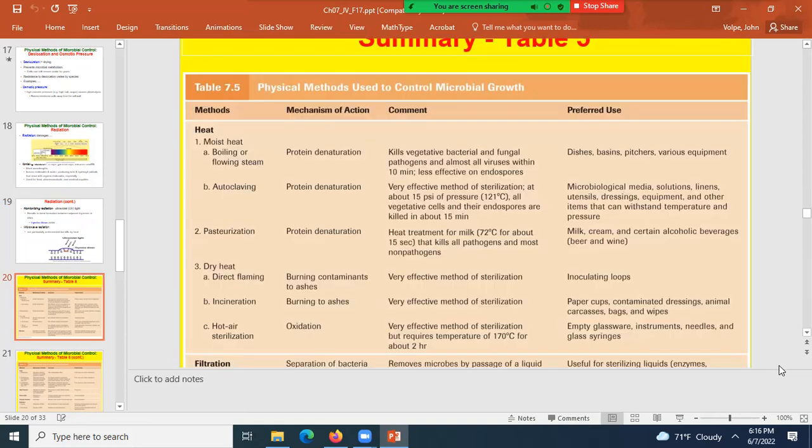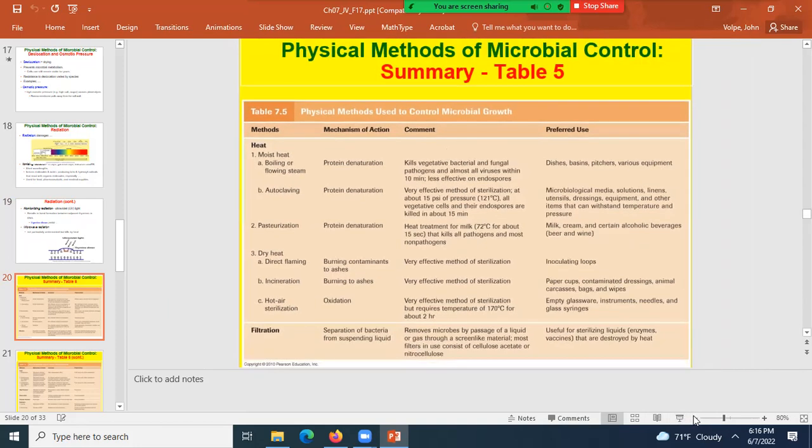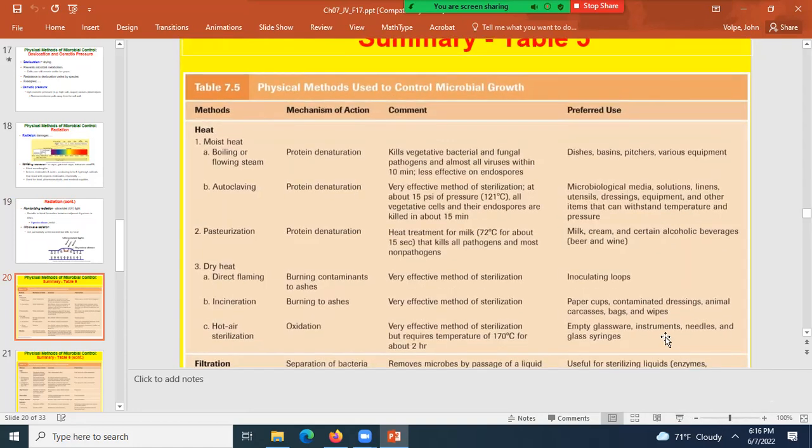All right, these tables show you a summary of the different methods for controlling microbial growth. And we've talked about each of them. There's moist heat, which is boiling or steam, autoclaving. And these are good at effectively killing off vegetative pathogens, but they are not so good at killing endospores. Although endospores will die under an autoclave.